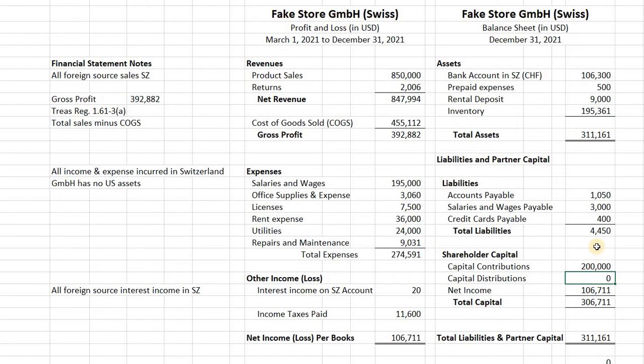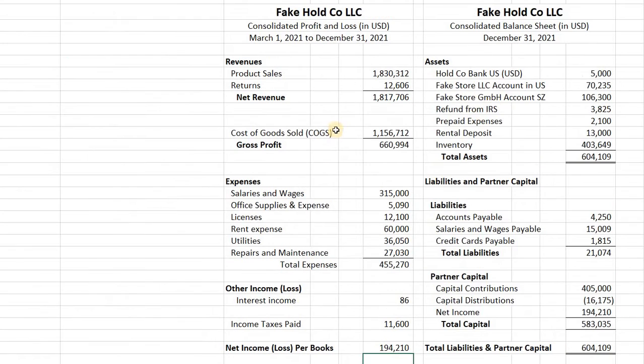So there were no dividends distributed from the Swiss entity up to the parent company, okay? So no capital has been distributed, and then we've got our net income number there, okay? Now that we've looked at those two, let's look at the consolidated.